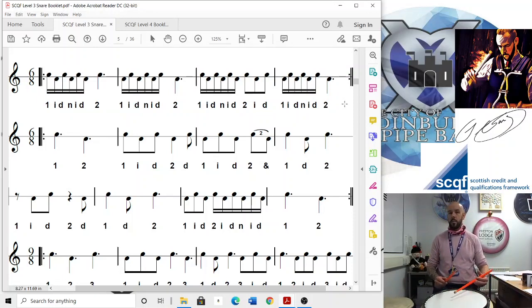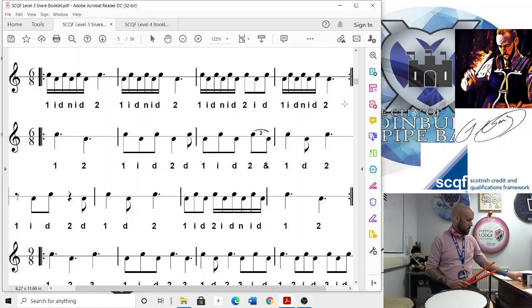Ready? 1, 2, go. One a day in a day two, one a day in a day two, one a day in a day two a day, one a day in a day two. Repeat it. One a day in a day two, one a day in a day two, one a day in a day two a day, one a day in a day two.